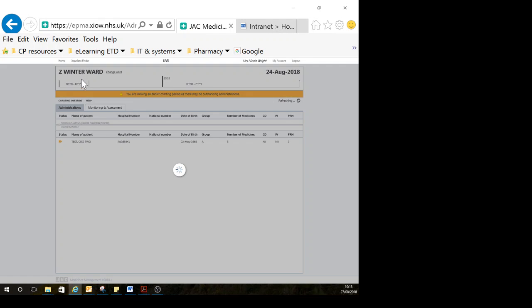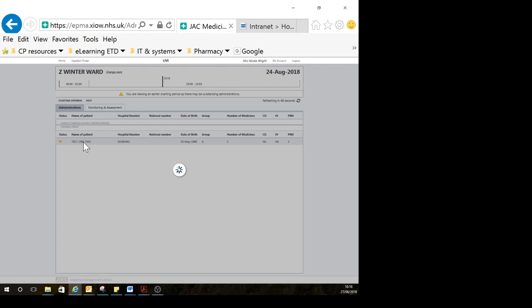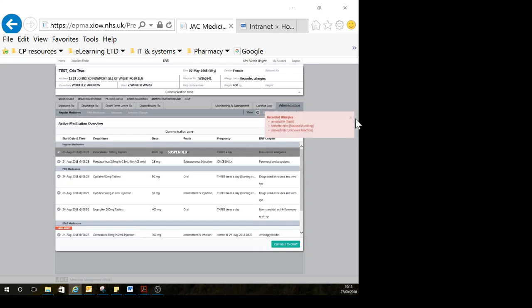So there's my winter ward. There it tells me that there are doses that are due for the 24th, and all your patients would be listed here, and if there were any that were due for this charting period, you'd see this little orange arrow. So you would click on the patient, and those are the medications that are actually due for this patient.